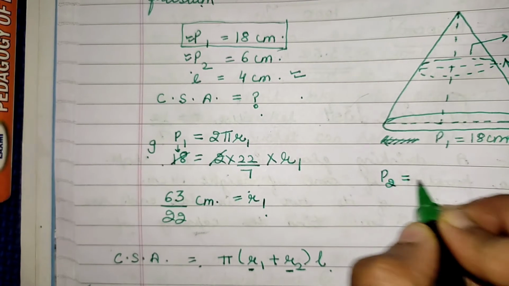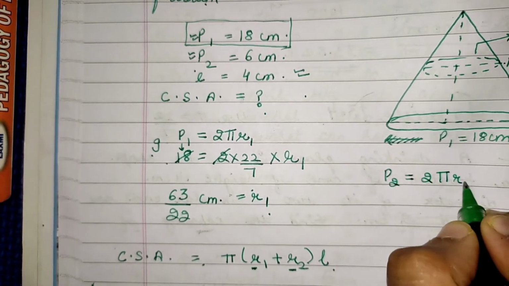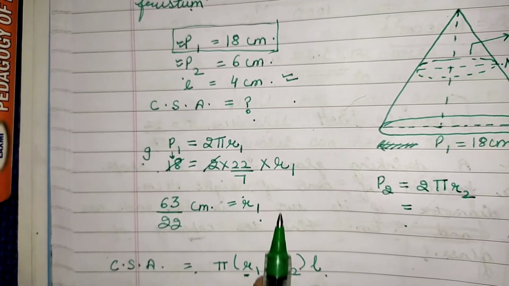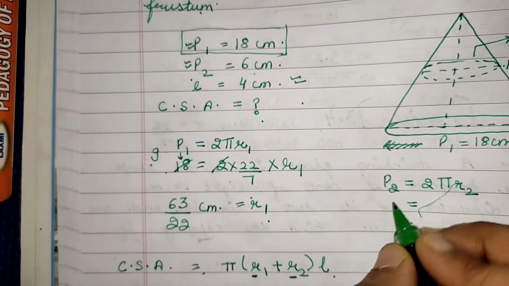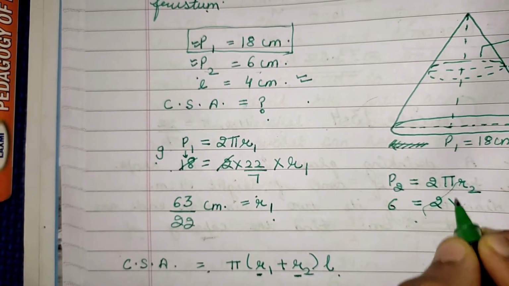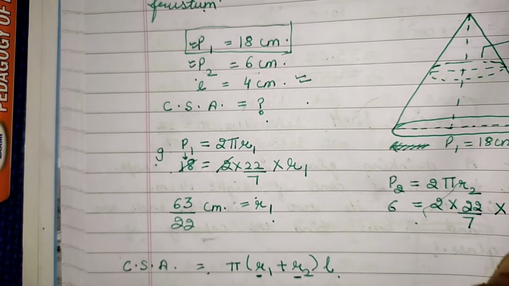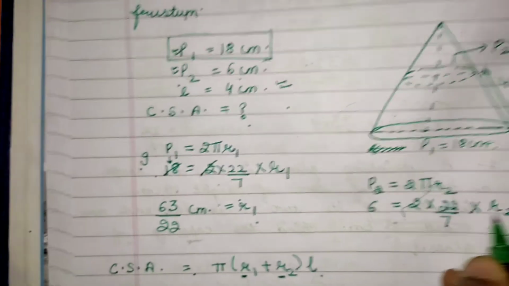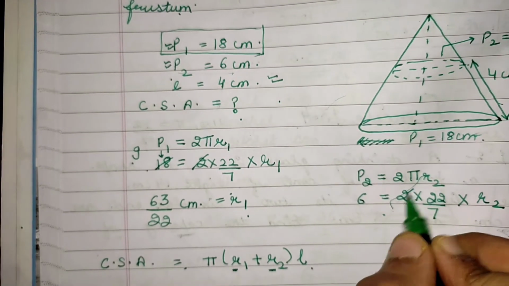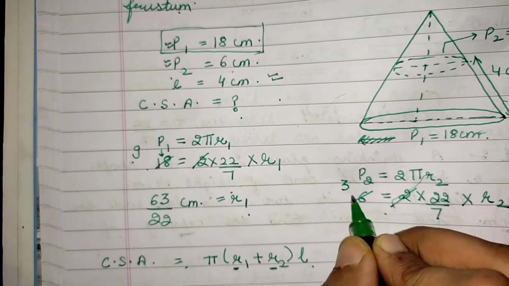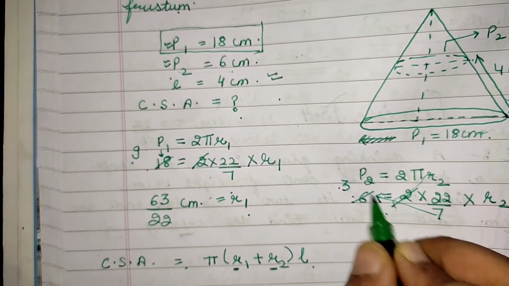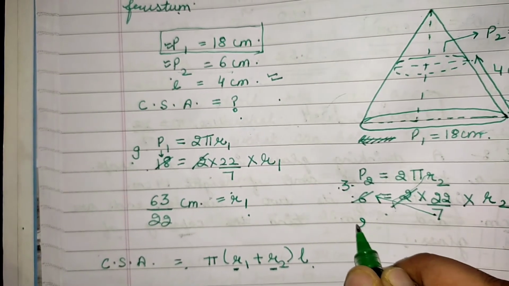Similarly, we can find out the value of the second radius, the smaller one. So P2 is my 6 centimeter, which is equal to 2 into pi, which is 22 by 7, into R2. R2 we have to find out. So cancel it out. 2 3s are the 6. So if this goes to this side, then 3 and 7 will become what?